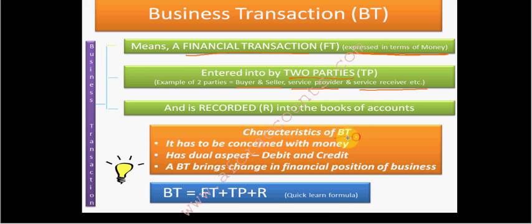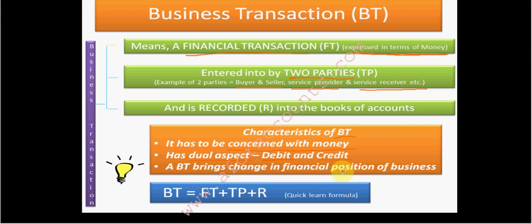What are the characteristics of a business transaction? It has to be concerned with money. If there is no monetary aspect, it is not a business transaction. And there will be two parties. So for two parties, it has to have a dual aspect, that one account will be debited and the other account will be credited. A business transaction brings change in the financial position of the business. See, either my cash will increase, my cash will decrease, or my creditors will increase, my debtors will decrease, my purchases may increase, may decrease. Same for sales, same for stock. So in any way, when a business transaction takes place, the financial position of the business changes.